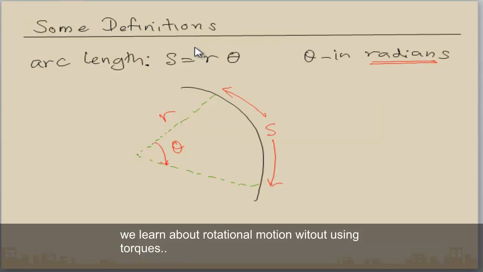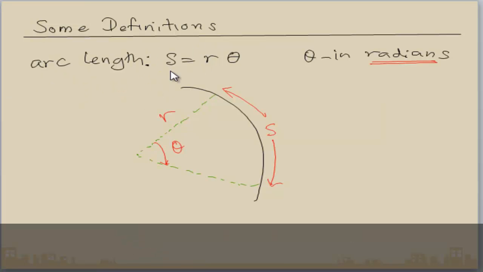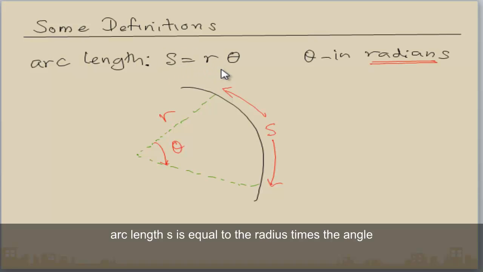Rotational kinematics. In this section, we study the rotational motion without considering the torques. First, we go over some definitions. The first definition is arc length, which is represented by S. The arc length S is equal to radius R times theta. It's important to remember here that theta must be in radians.